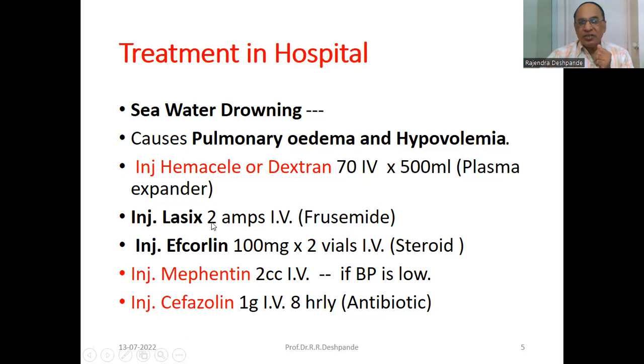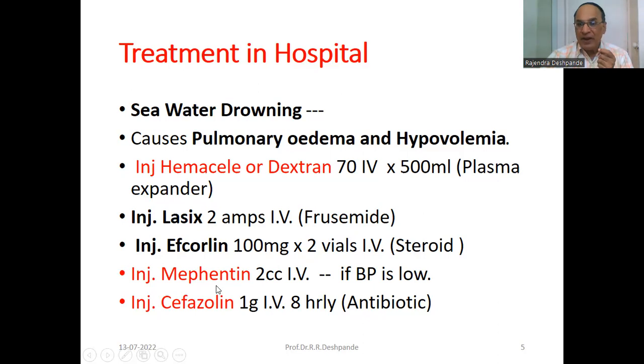Injection Lasix, the same as in fresh water, 2 ampules intravenous, which is furosemide, a diuretic. It will reduce pulmonary edema, cerebral edema, everything. It will remove edema from the body also, because water accumulation can take place. Then injection F-Corlin, which is a steroid and also anti-inflammatory. Injection F-Corlin 100 milligram, 2 vials intravenous can be given.